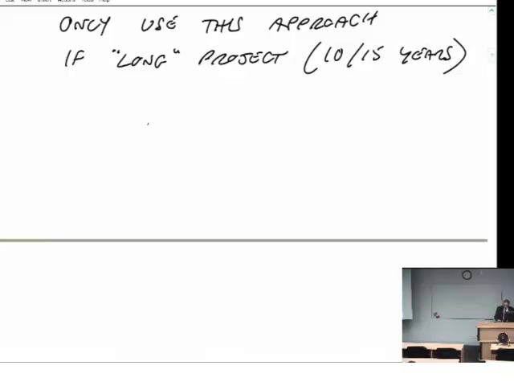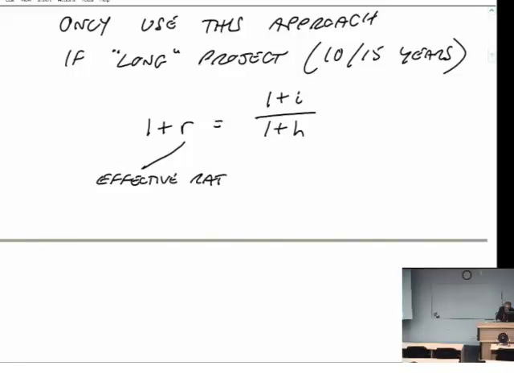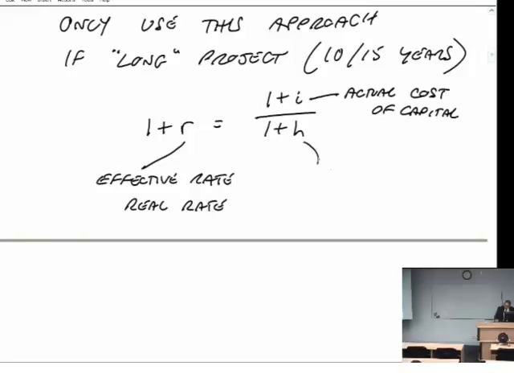The formula is this. 1 plus R equals 1 plus I over 1 plus H. Where R is this effective rate that we're trying to find. Or, for reasons I'll explain in a moment, it's also called the real rate. I'll tell you why in a second. It's equal to 1 plus I. Well, I is the actual cost of capital. H is the inflation rate.